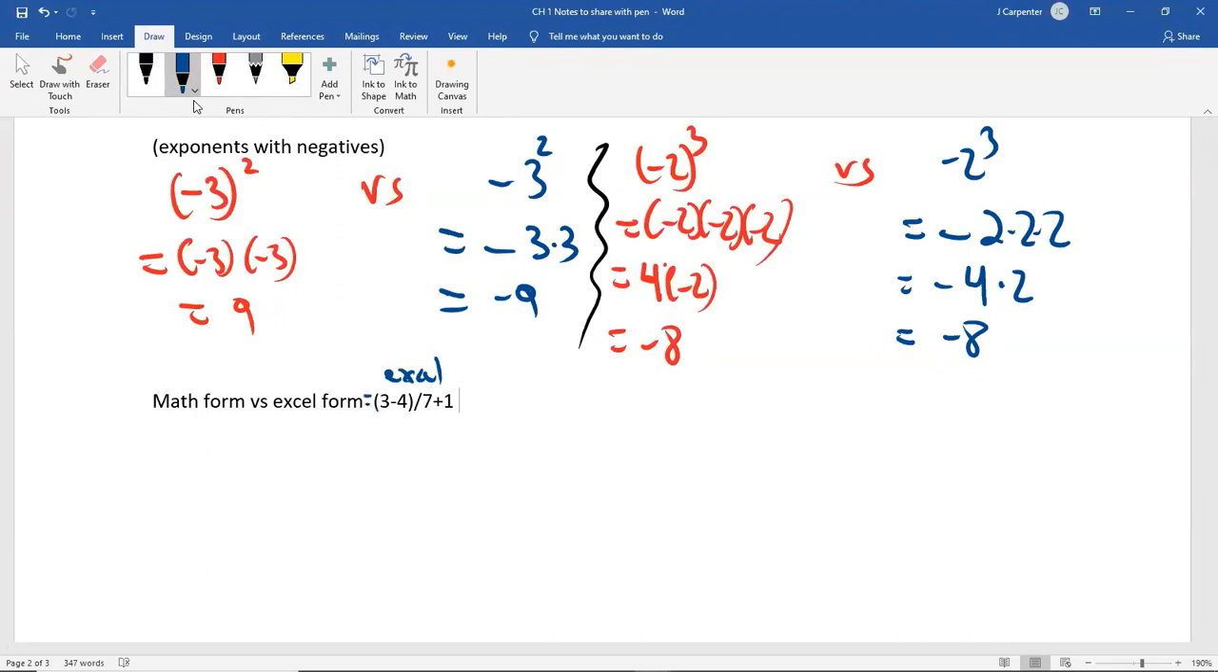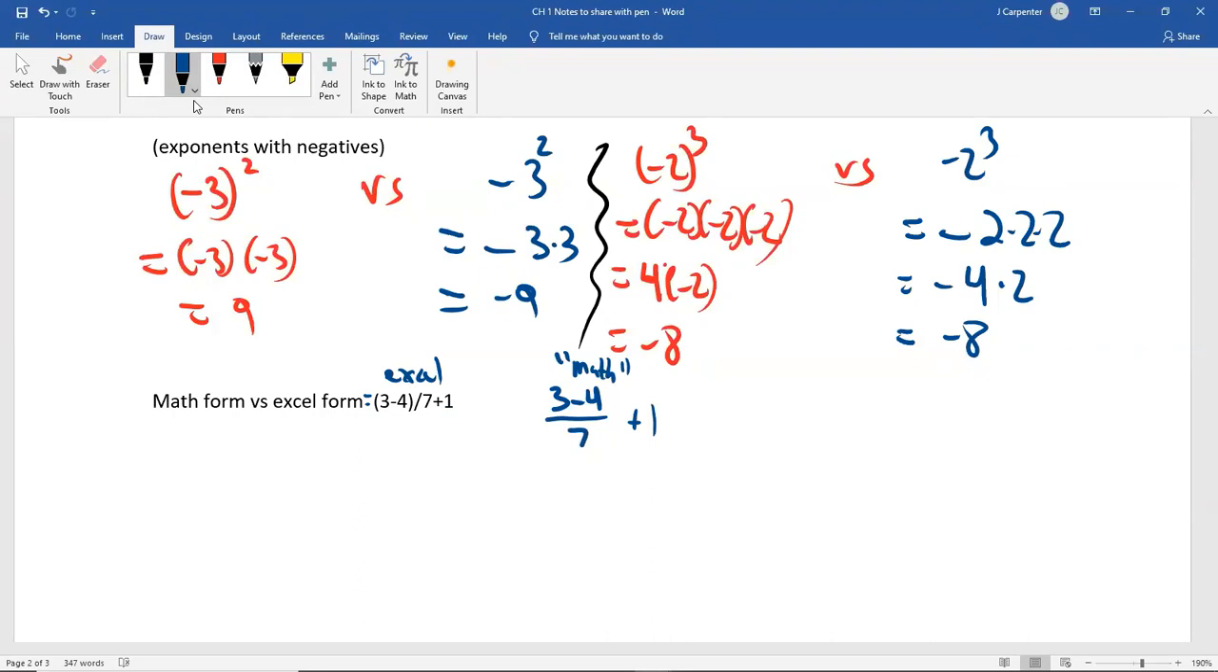So that's Excel form. The math form of this would be 3 minus 4 on top of a 7 plus 1. This is the, quote, math form. These two things are equivalent to each other.